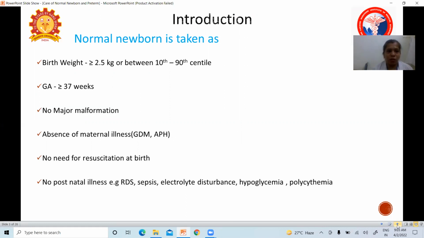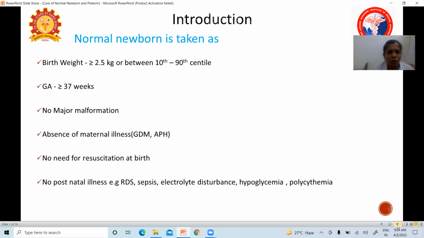Any baby who is term, more than 37 weeks, without any major malformation. Some minor malformations which are not going to impair day-to-day activity, like extra digits or club foot, should not be counted. But any malformation which can impair feeding or regular day-to-day care should be taken as a major malformation, or might require an ICU admission.